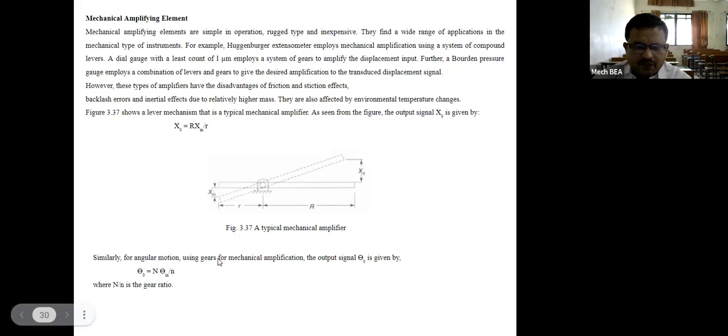Similarly, for angular motion using gears for mechanical amplification, the output signal theta naught is given by theta naught is equal to capital N into theta in divided by small n, where capital N divided by small n is the gear ratio.